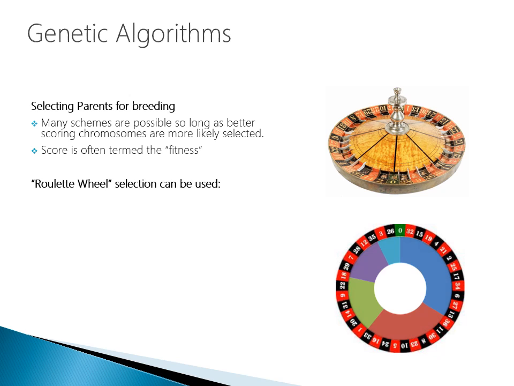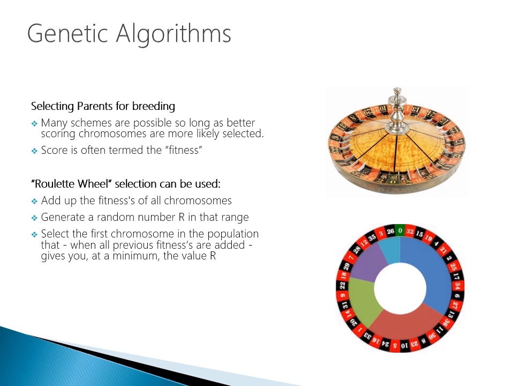And one approach that is used is called the roulette wheel. What you do is you add up the fitnesses of all the chromosomes, you generate a random number R in that range, and then you select the first chromosome in the population that, when all previous fitnesses are added, gives you, at a minimum, the value R.